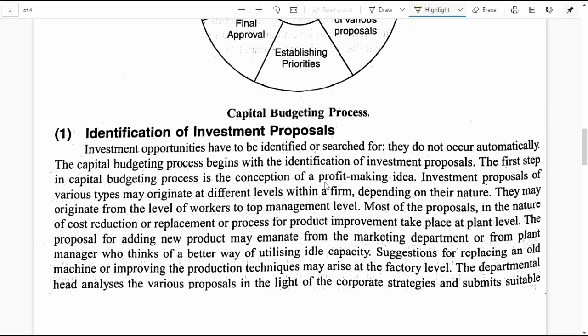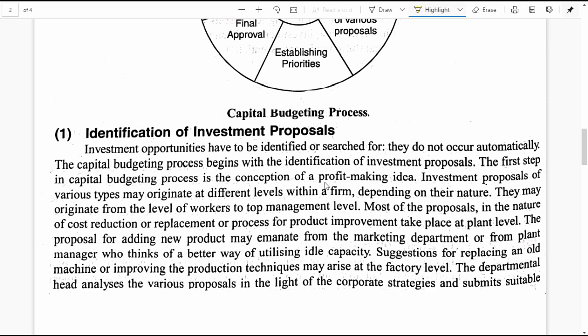They may originate from the levels of workers in lower level management to the top level management. Most of the proposals in the nature of cost reduction or cost control or replacement or process for product improvement take place at the plant level or at the operational level. The proposal for adding a new product may emanate from the marketing department or from the plant manager who thinks of a better way of utilizing idle or unutilized capacity.